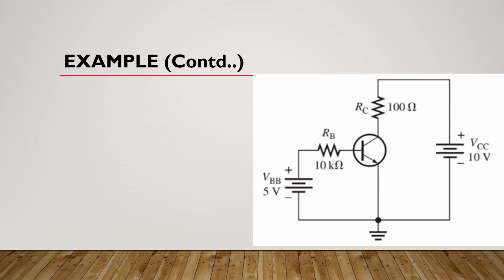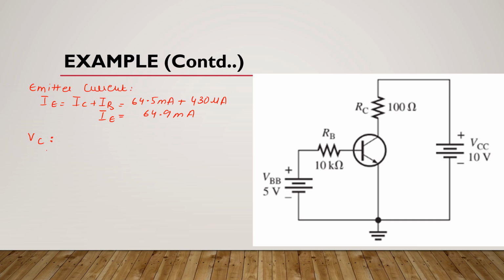Now we will find emitter current, and we know that the formula of IE is IC plus IB. Here this IC is 64.5 milliampere, and this IB is 430 microampere. So after solving this, you will get IE is equal to 64.9 milliamperes. Okay, now we will find nodal voltage of collector, which is VC.